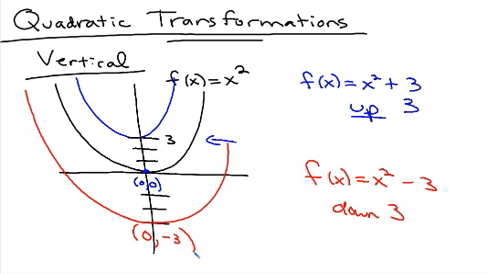All right? Now, one thing I want you to notice about these, before we talk about horizontal, is that the plus 3 and the minus 3 are not inside of parentheses. So there's no parentheses on this. When the plus 3 or the minus 3 is outside of parentheses, it's up or down.